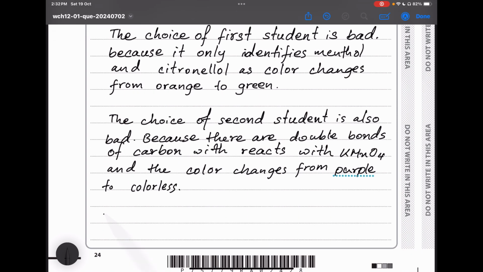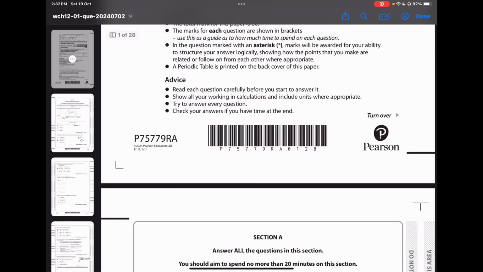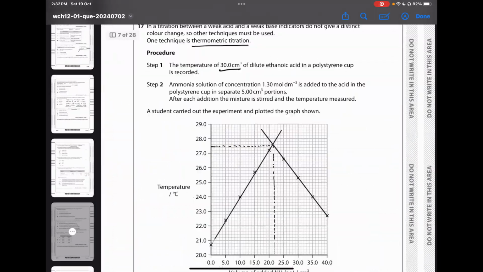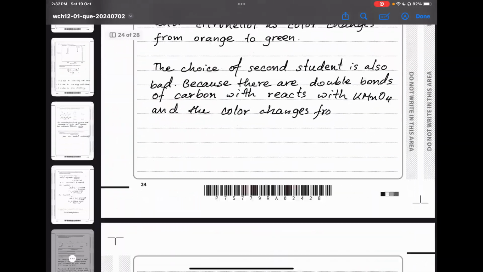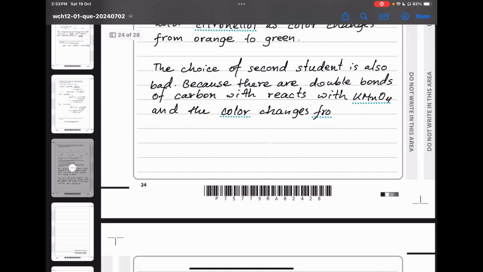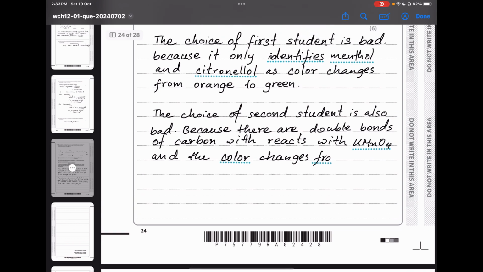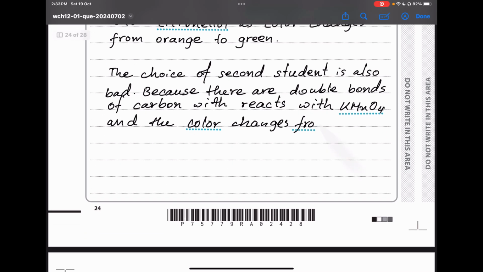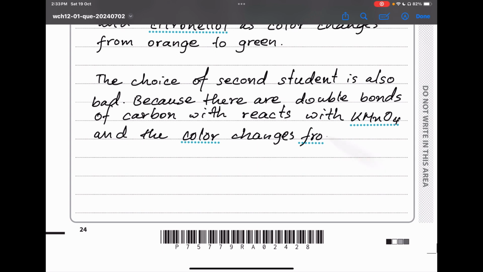The third student choice is good. Why? Okay, so where were we? Okay, so let's just do it again. Color changes from purple to colorless.